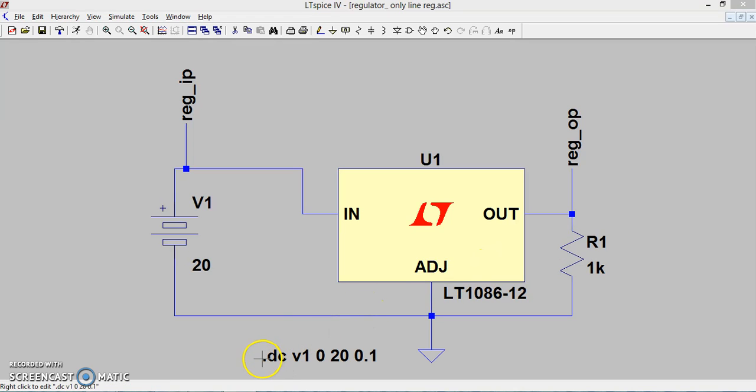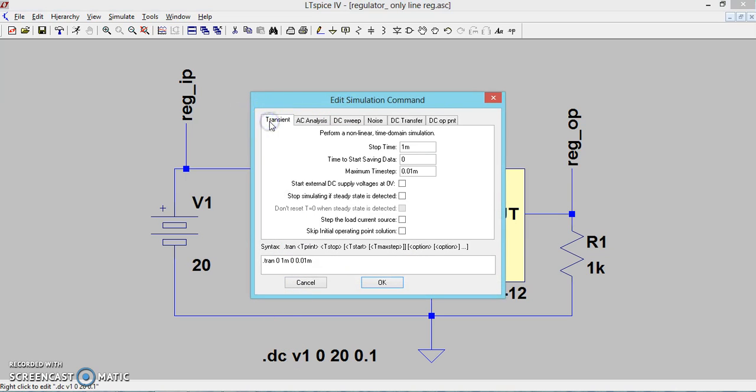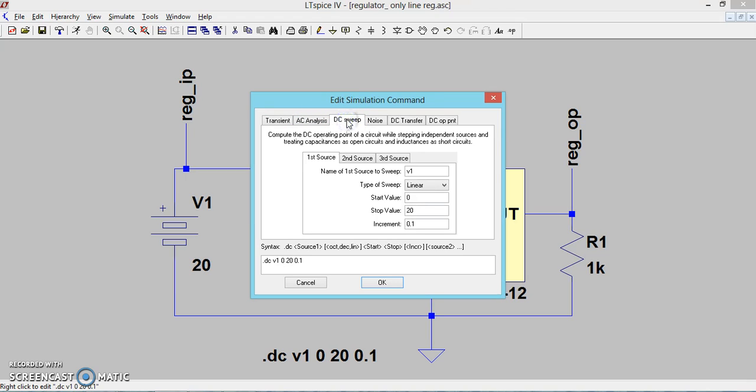Now you can see we are using a different simulation command, that is .dc. So let us try to identify what this means. If I click on this, now earlier we used to do transient analysis. Now we are doing a DC sweep. This DC sweep analysis is used whenever you are changing the DC voltage. So the required thing to do in this simulation is, we are supposed to find.